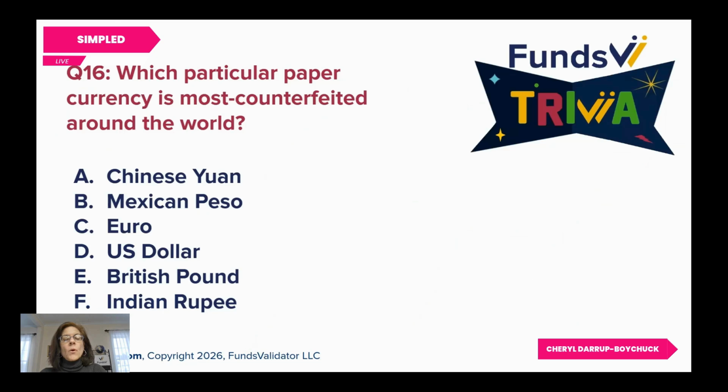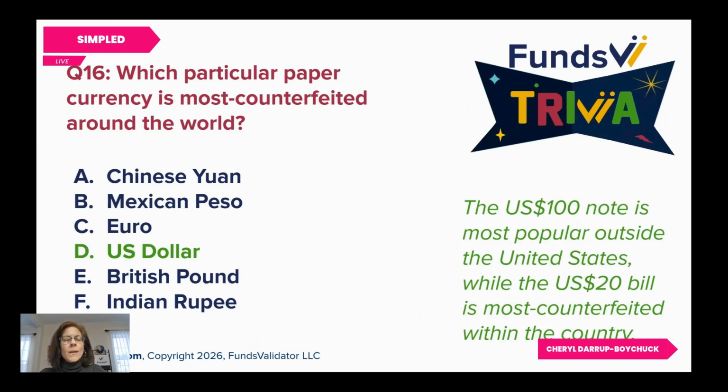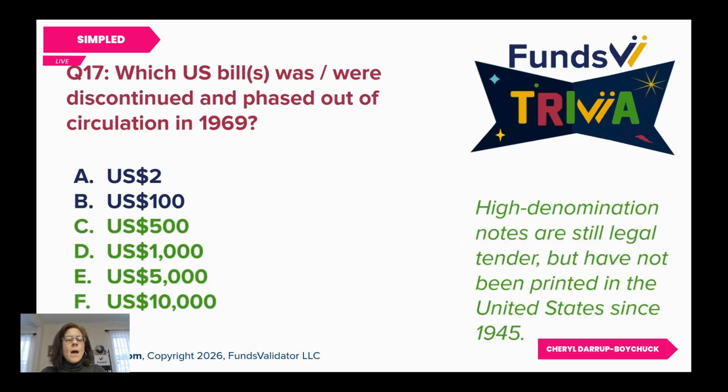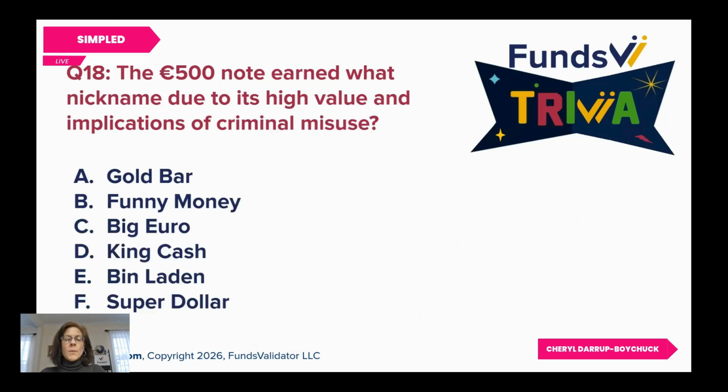All options present their own inherent risks, which leads to the next question. Which particular paper currency is most counterfeited globally? The US dollar. Not surprisingly, the $100 note is most popular outside the United States, while the $20 bill is most counterfeited domestically. So which US bills were discounted and phased out of circulation in 1969? High denomination notes between $500 and $10,000 are still legal tender, but have not been printed in the US since 1945.